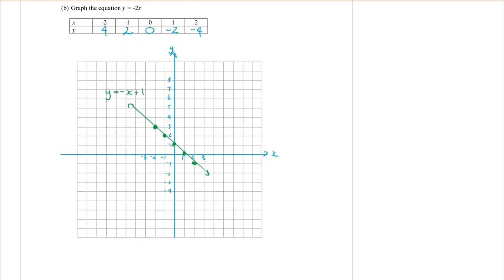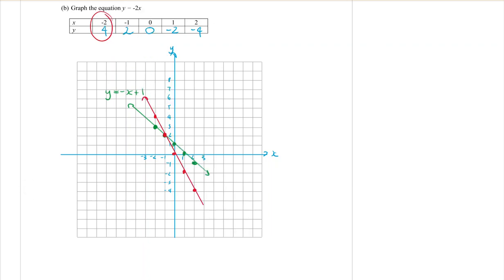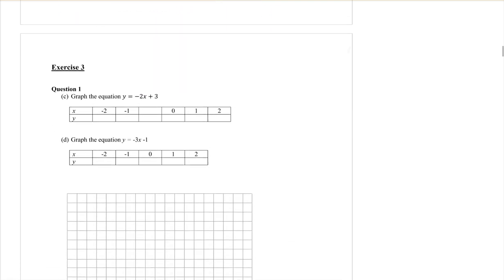And one more: at minus 2, we go up to 4. Minus 1 is at 2. 0 is 0. 1 is minus 2 and 2 is minus 4. Okay, and that was y equals negative 2x. You can see that those two lines intersect at the point minus 1, 2. Okay, so your practice starts here on the next page, exercise 3.